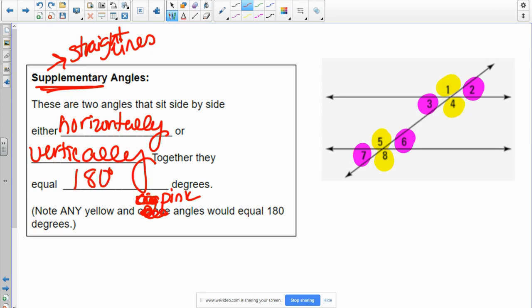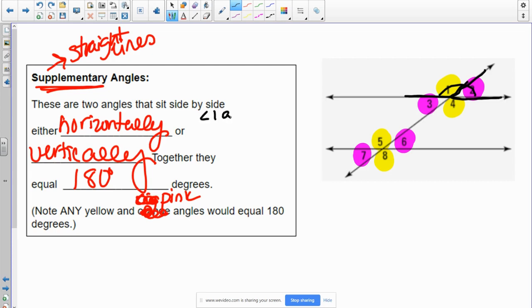So for example, we'll do the horizontal ones first. So my horizontal angles that are supplementary, which equal 180 degrees, and look at that straight line. Some of you, if you look at angle 1 and then you look at angle 2, they make that straight line, or they make a half of a circle. Okay, so we're going to do the horizontal ones, which will be the one I just looked at.